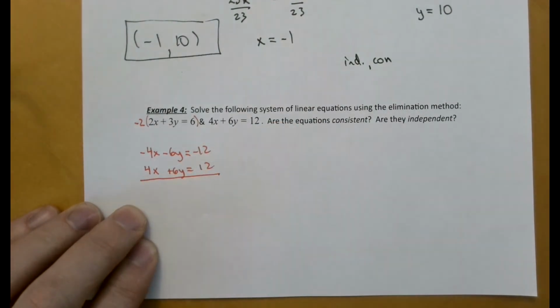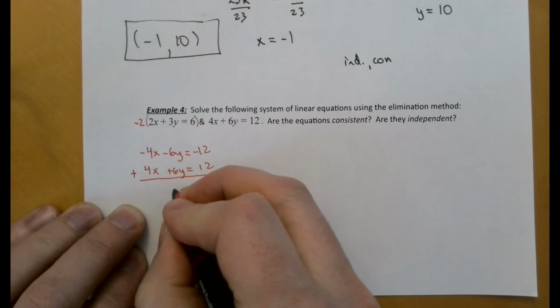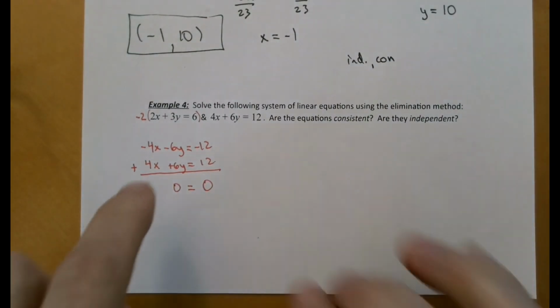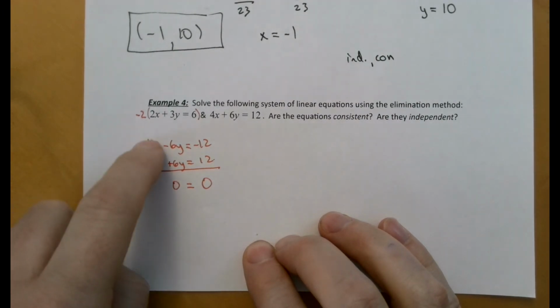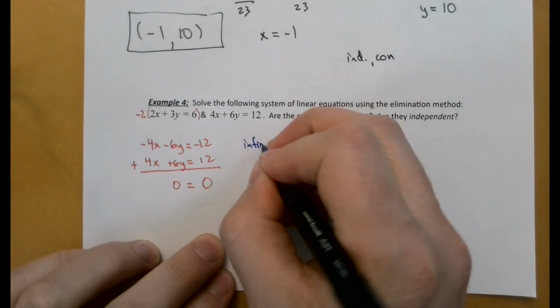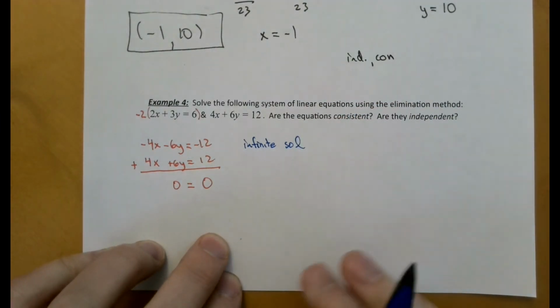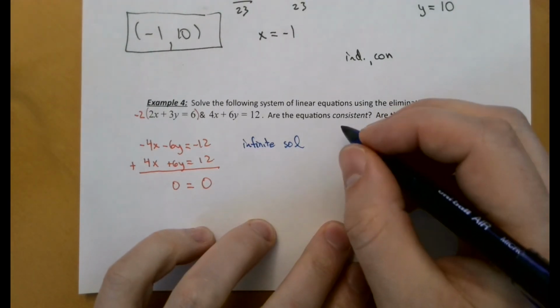What? Do you see what I see? They're the exact same equation. Note what happens when I add. The left side becomes 0, the right side becomes 0. That means any ordered pair that is a solution to this equation is also a solution to that equation. So this means we have infinite solutions. All you do is pick an x and plug it in, and you get a y, or pick a y, plug it in, you get the x for either one of the two equations, and away we go.